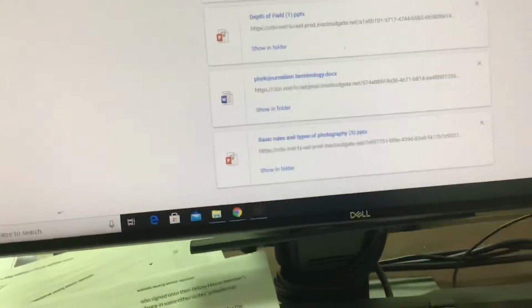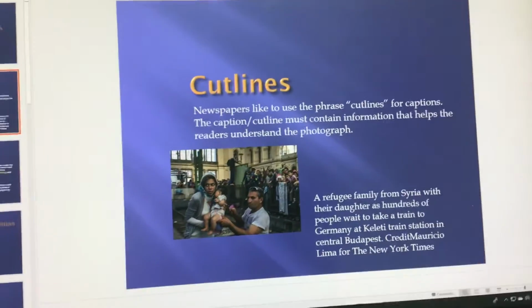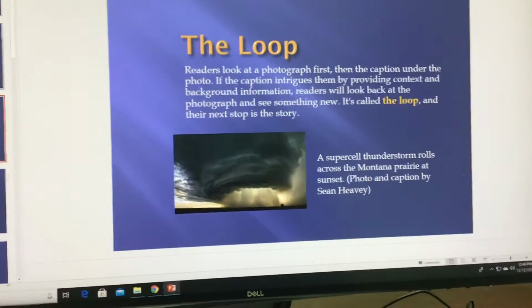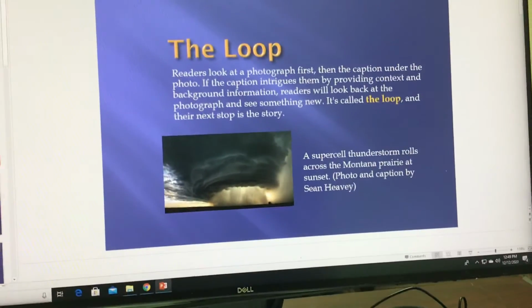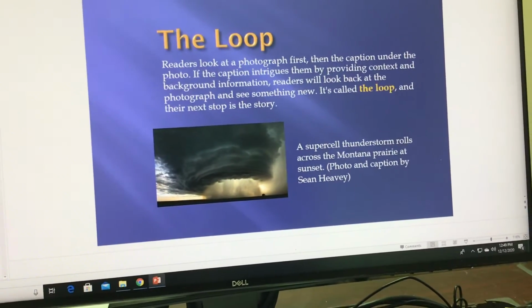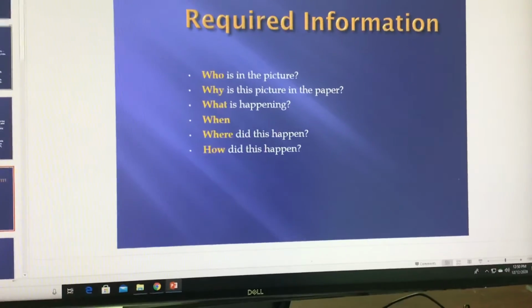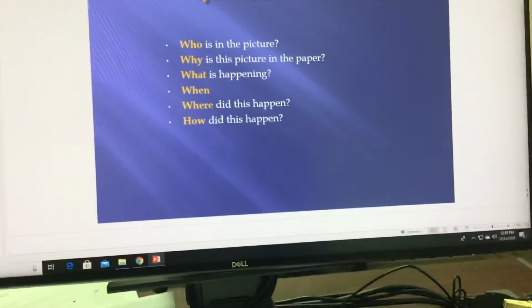Now we're on to the last section, which is writing captions. So another term for a caption is a cut line. The loop is a process where first the person looks at the photograph, then reads the caption, then looks back at the photograph. The required information for a caption is who, what, why, when, where, and how.